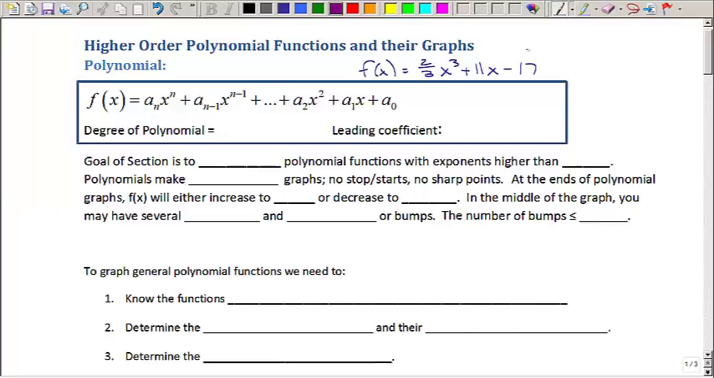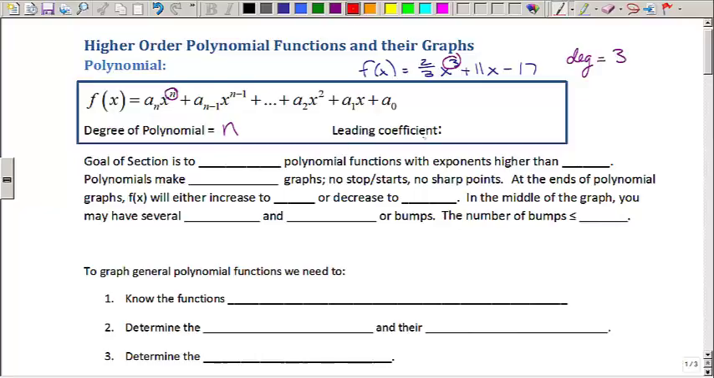The degree of a polynomial is just going to be the highest exponent that you see. And in this case, the highest exponent would be n, or the highest exponent. The degree of the function that I gave you as an example would be 3.